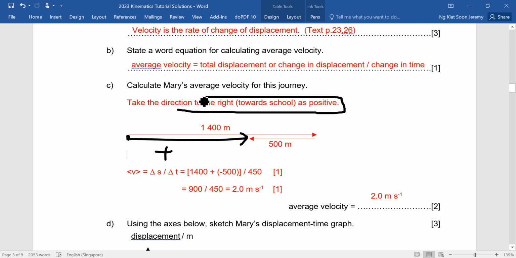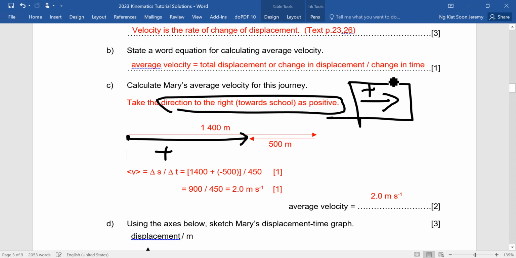This is my convention. Right is positive. This is called a convention. Why did I choose this convention? Because initially she moved in the right direction, therefore I choose this as my convention, so that this is a positive 1400. But later when she moved like that, it's negative 500 because it's opposite to my convention again.